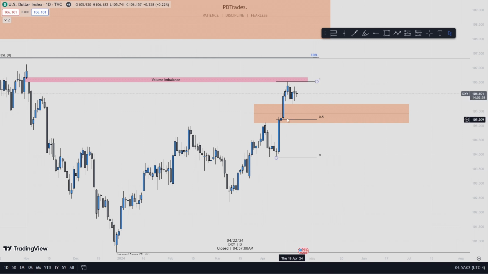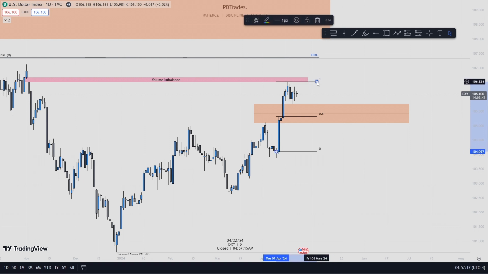You understand? I'm not saying it will, because currently it rejected in what? In this volume imbalance. It rejected in it, retrace. Where do I want it to retrace? I want the retracement to be below the midpoint of this range here. I hope you understand me.